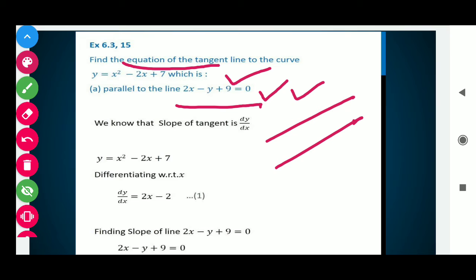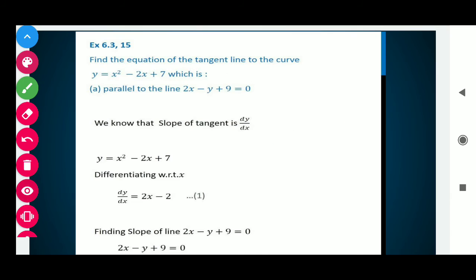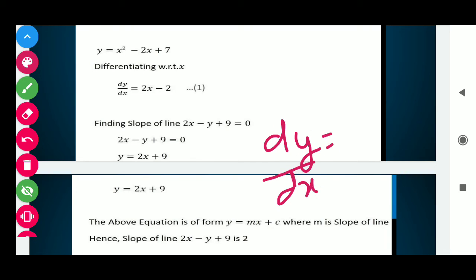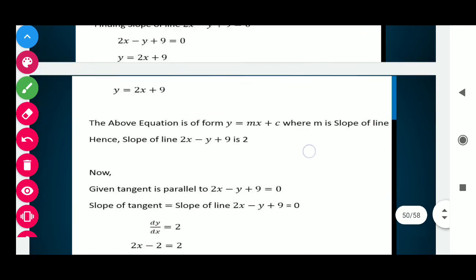Here y equals x squared minus 2x plus 7, and its derivative is 2x minus 2. So students, here we have the slope 2x minus 2, but we need to find the slope of the given line. In this way, do its derivative. We have two formulas. You can find the derivative to get the slope, otherwise you will write dy over dx equals minus coefficient of x over coefficient of y. So students, in this way we get the slope.